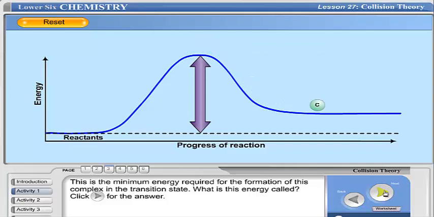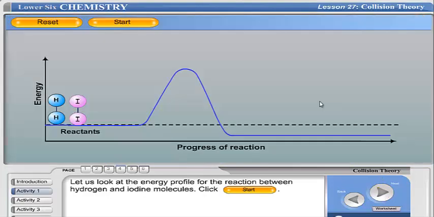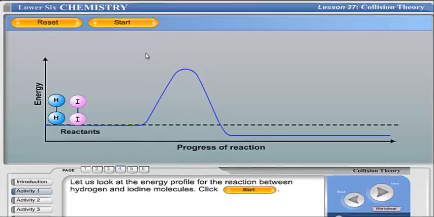What is this energy called? Click Next for the answer. Answer: this energy is called the activation energy, EA. Let us look at the energy profile for the reaction between hydrogen and iodine molecules. Click the Start button.